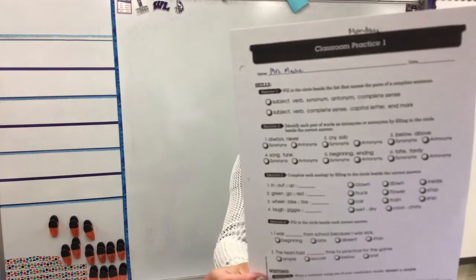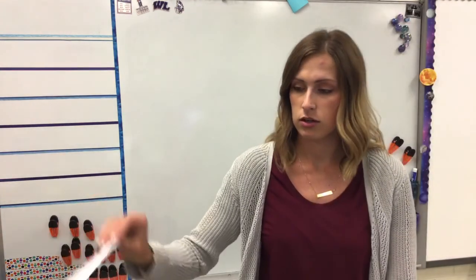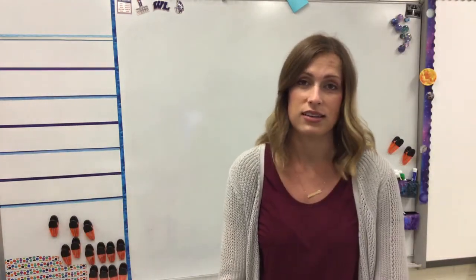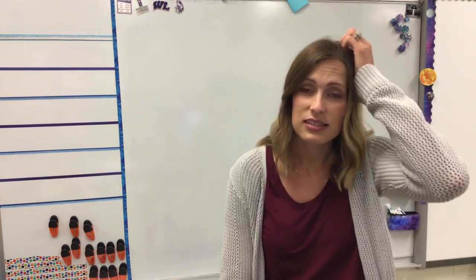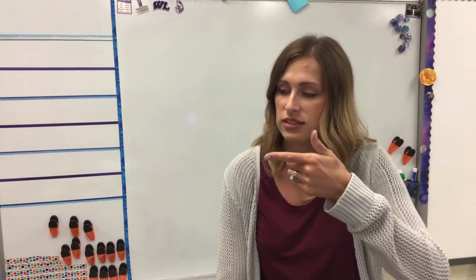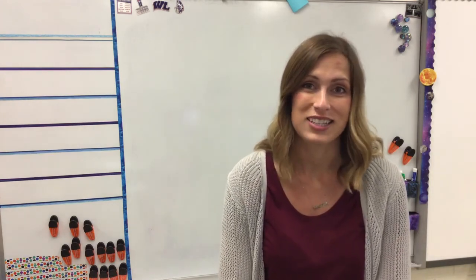And then we'll listen to our sentence jingle, jingle 2, about our sentences. While you're listening to that, think about what are the 5 parts of a complete sentence. And then when you're done listening to that jingle, we'll get going on our classroom practice 1 together.